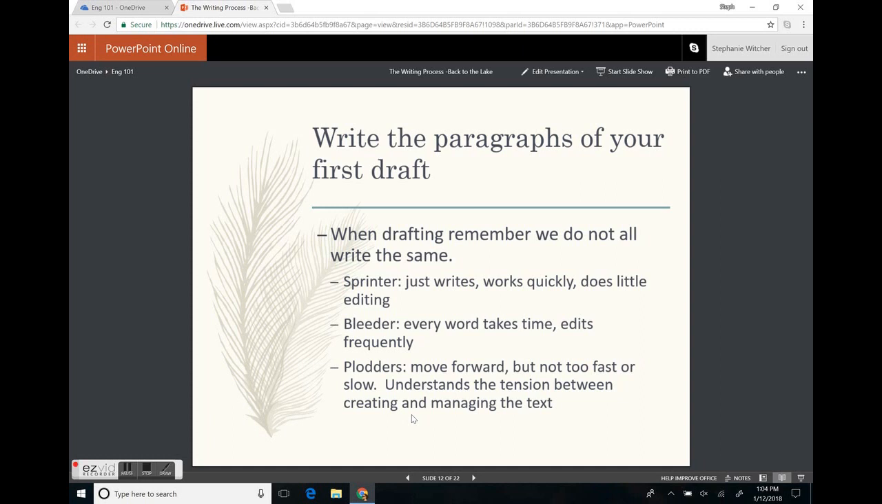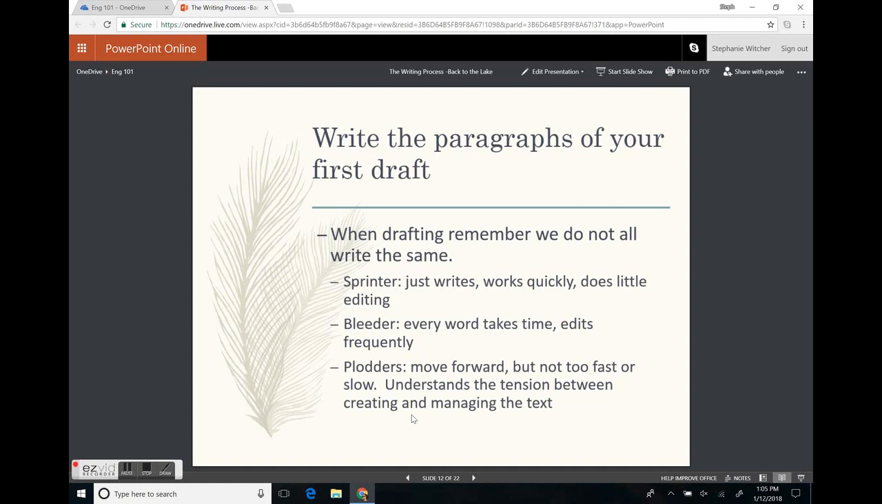So here's what I want you to understand. There's a continuum of writers. On one end of the spectrum is the sprinter. This is the person who just sits down and writes. He or she works very quickly, does very little editing, just sort of pounds it out. And at the end of the day, he or she has a paper. I say he because these tend to be boys. Not always. So at the end, you have a paper.